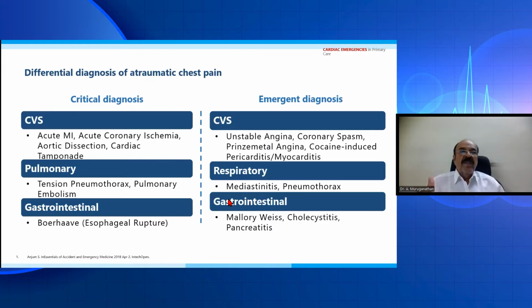What are the differential diagnoses of chest pain? First of all, cardiovascular causes: acute myocardial infarction, acute coronary ischemia, aortic dissection, cardiac tamponade. The cardiovascular emergent diagnoses will be critical diagnoses: unstable angina, coronary spasm, Prinzmetal angina, cocaine-induced pain, pericarditis or myocarditis. Now coming to the pulmonary causes of chest pain: tension pneumothorax, pulmonary embolism. And then mediastinitis and pneumothorax also can produce chest pain. GI causes: boerhaave esophageal rupture, Mallory-Weiss syndrome, cholecystitis, and pancreatitis can also produce chest pain.